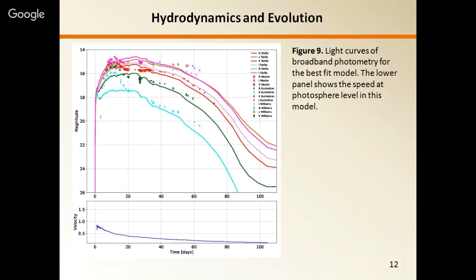Here you can see a simulation. Simulation photometric line in the lower panel shows the speed of photosphere level in this model. Speed of photosphere level, it's about 600 or 900 kilometers per second.